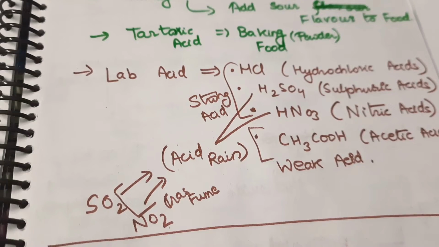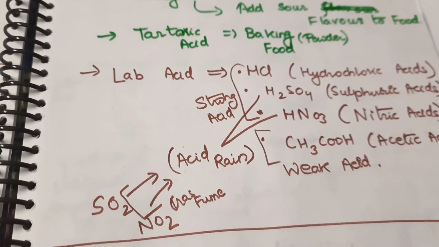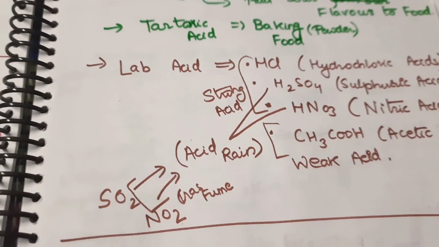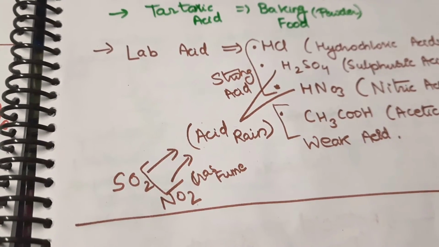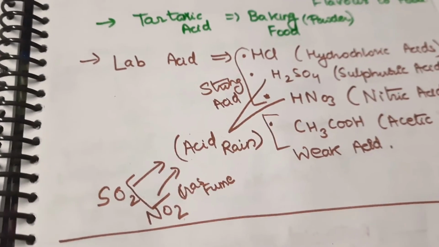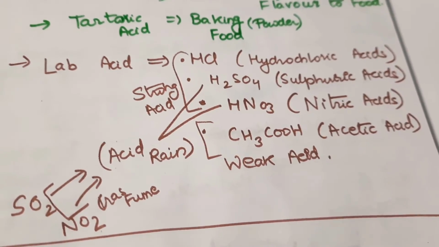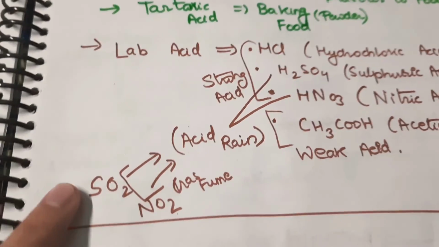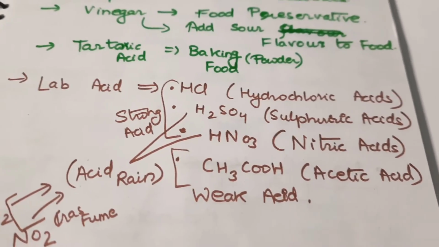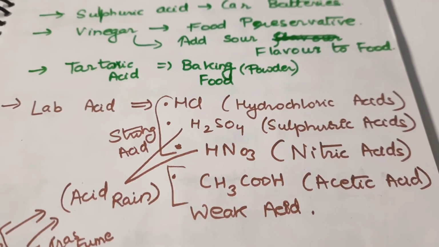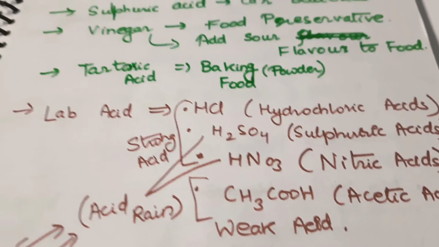How is it formed? When the fumes of sulfur dioxide and nitrogen dioxide, that is SO2 and NO2 gas, form sulfuric acid and nitric acid, and when these two fumes react with water, it will form acid rain. And what is a weak acid? Example is acetic acid. Formula: CH3COOH. Okay, learn this.